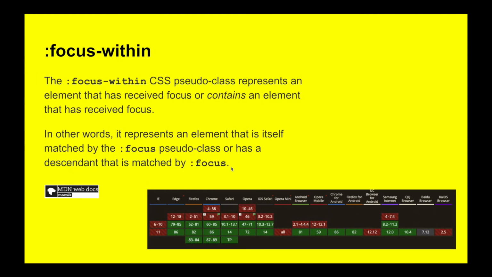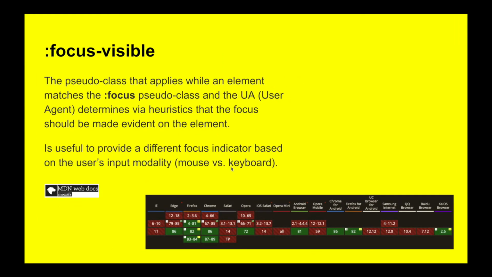And let's take on another pseudo class which is focus-visible. So focus-visible is the pseudo class that applies while an element matches the focus pseudo class, and the user agent determines via heuristics that the focus should be made evident on that element. It is useful for providing a different focus indicator based on user's input modality, mouse versus keyboard. So we will get into that.